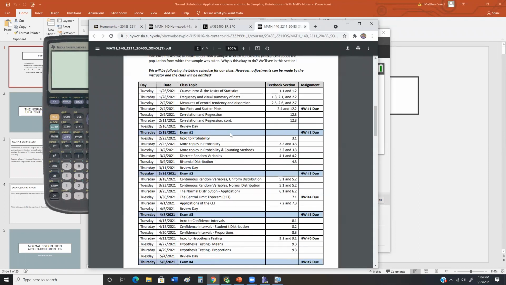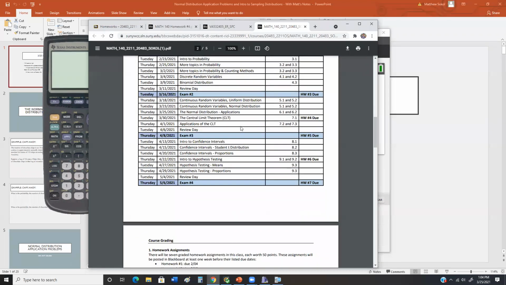But have that handy. And then just looking at the course syllabus, I'll post homework number 5 next week. That's due Thursday the 8th. And then that'll be the day of our next exam. So your homework number 5 will be kind of like a review for the exam. So next week, what we'll do is we'll talk about something called the central limit theorem. And then the week after that, on the 6th, I'll do a review day, and then we'll have exam number 3 on the 8th.